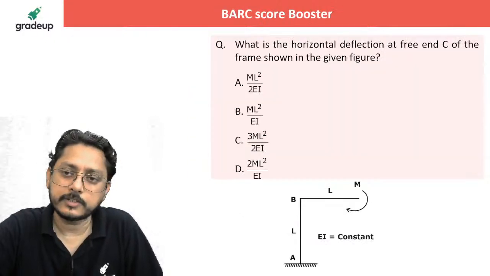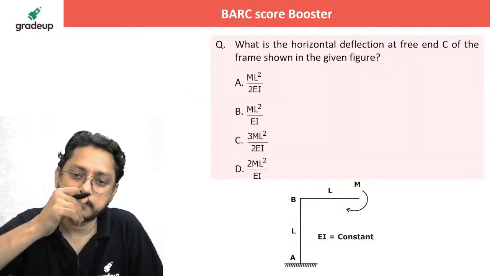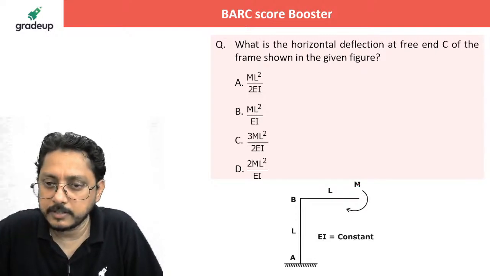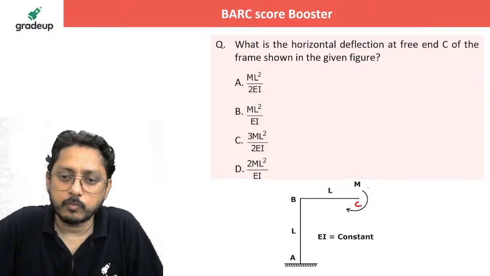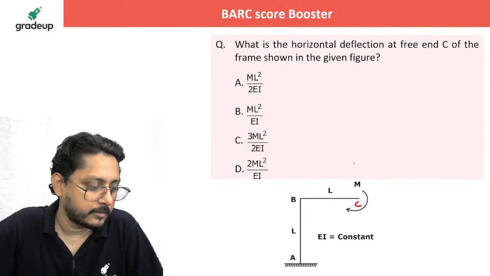What is the horizontal deflection at free end C? This is your free end C. When a moment is acting, which one will be the correct one here?